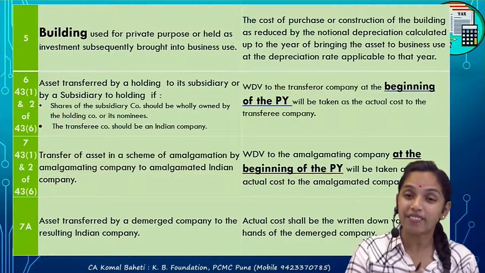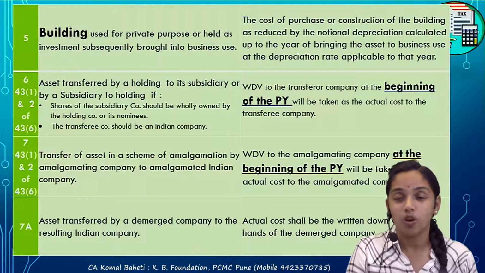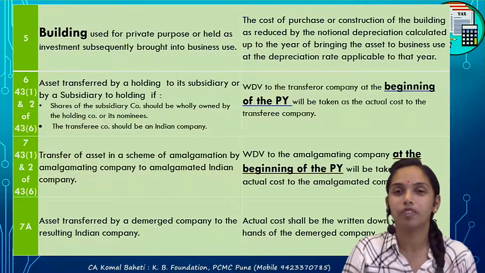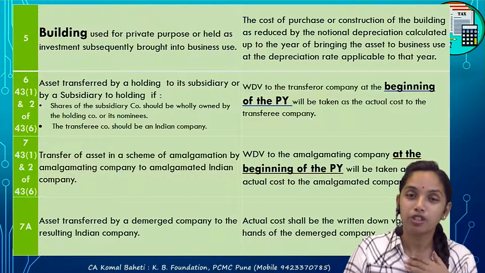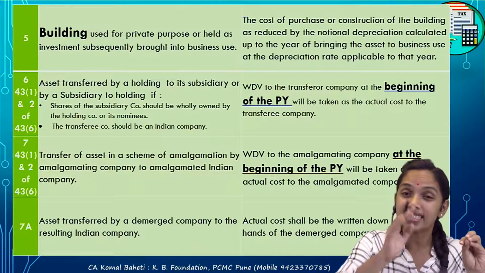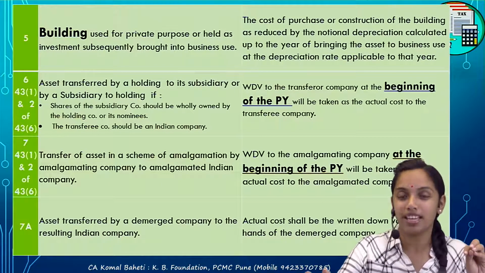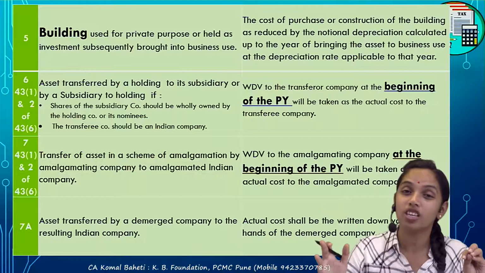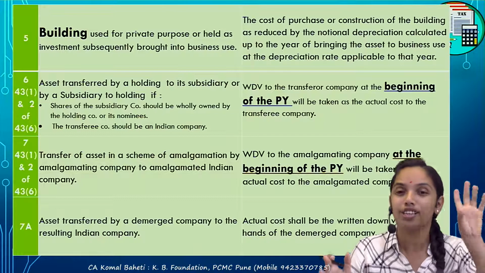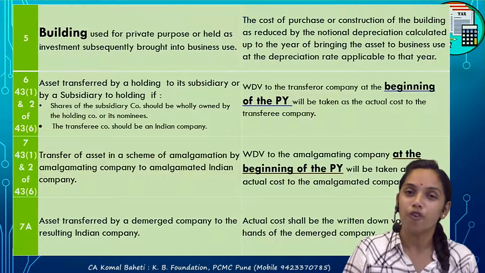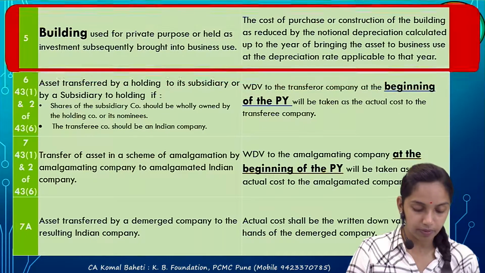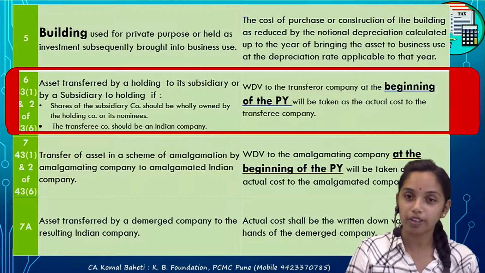Matlab the price at which it has been transferred hardly matters. What matters? WDV in the books of the holding company at the beginning of the previous year. Means in my books of account, if the holding is having a WDV at the beginning of 10 lakh, and such asset had been transferred at 14 lakh to the subsidiary, but for the subsidiary, what would we consider the cost of acquisition? 10 lakh. WDV as on the first day of the previous year in the books of holding. The next is, this is all about the holding to subsidiary.